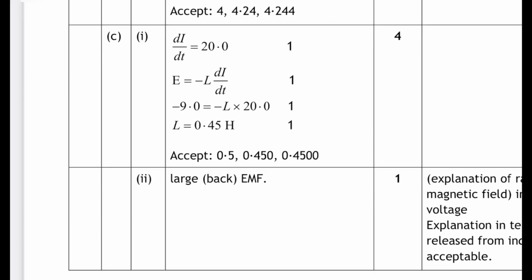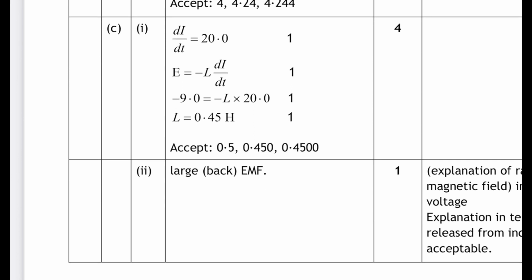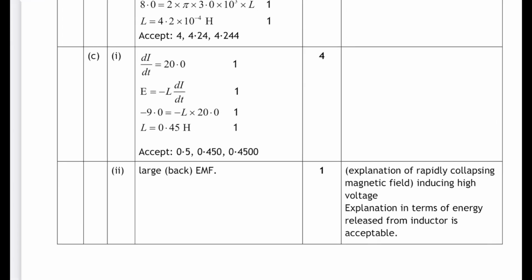Let's have a look at the marking instructions. So see part 1, the rate of change of current from the graph was equal to 20, and then substituting that into the relationship with the back EMF at the instant the circuit was switched on gives us our inductance of 0.45 henries. And for part 2, all they're looking for is that there's a large back EMF produced, but an answer explaining that a high voltage is induced or a large amount of energy is released from the inductor when the switch is opened is also acceptable.